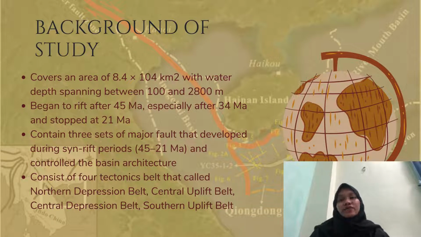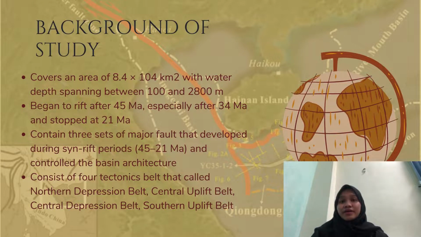It began to rift after 45 million years ago, especially after 34 million years ago, and stopped at 21 million years ago. The study area contains three sets of major faults that developed during the syn-rift period, which is 45 to 25 million years ago, and controlled the basin architecture wholly. Not only that, it also consists of four tectonic belts known as Northern Depression Belt, Central Uplift Belt, Central Depression Belt, and lastly Southern Uplift Belt.